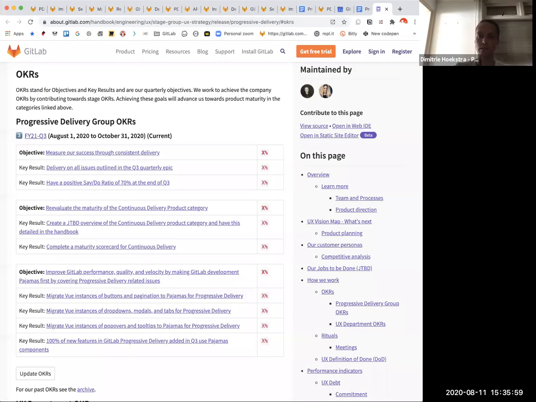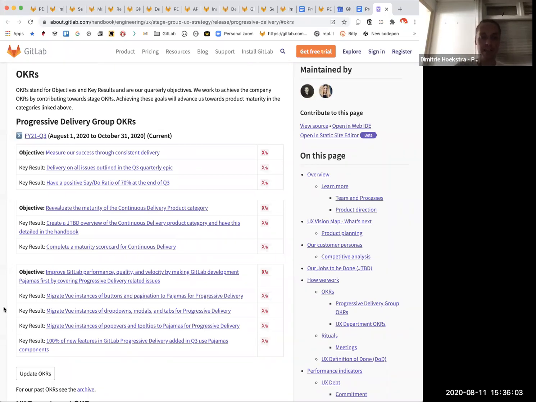There was an MR that made it visible inside of the handbook, and you can see the last URL, which displays it. I'll briefly share my screen. Should be this one. So here we have the OKRs.